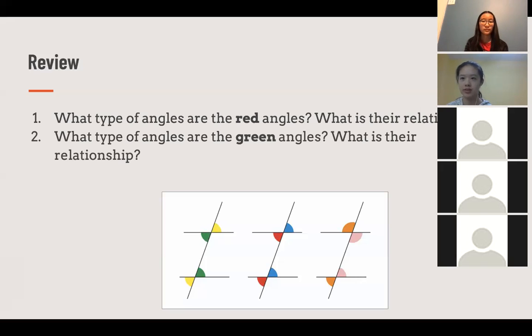Okay, so what type of angles are the green angles and what is their relationship? And if you don't remember the name, again, you don't need to type it, or if you know, you can type it, but mostly just try to remember their relationship. Yep, they are opposite angles. And what's their relationship?